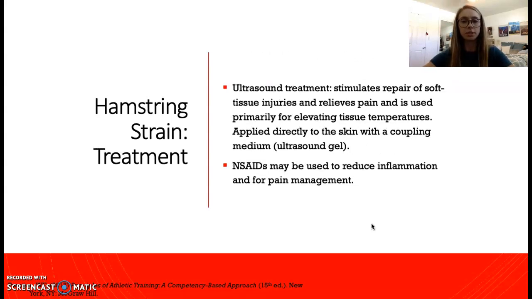So for treatment, ultrasound is going to be a good tool, which stimulates the repair of soft tissue injuries and relieves pain. It's mostly used to elevate the tissue temperature and is applied on direct skin with a coupling medium, such as a gel. Also, NSAIDs will be really good to reduce inflammation and for pain management.